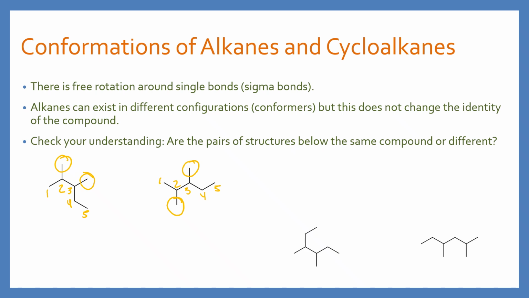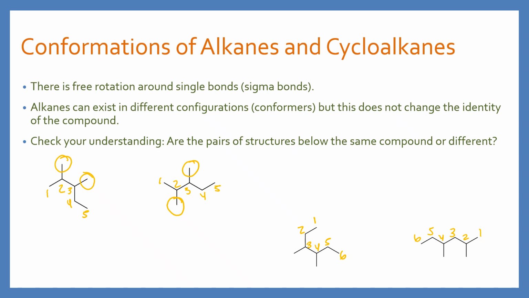Now let's look at this example. Go ahead and pause and take a second and see if you can figure it out for yourself. Okay, so the longest carbon chain that I see starts here. 1, 2, 3, 4, 5, 6. And then on the next molecule, I'm going to start numbering from the right because that's closest to the substituents. 1, 2, 3, 4, 5, 6.